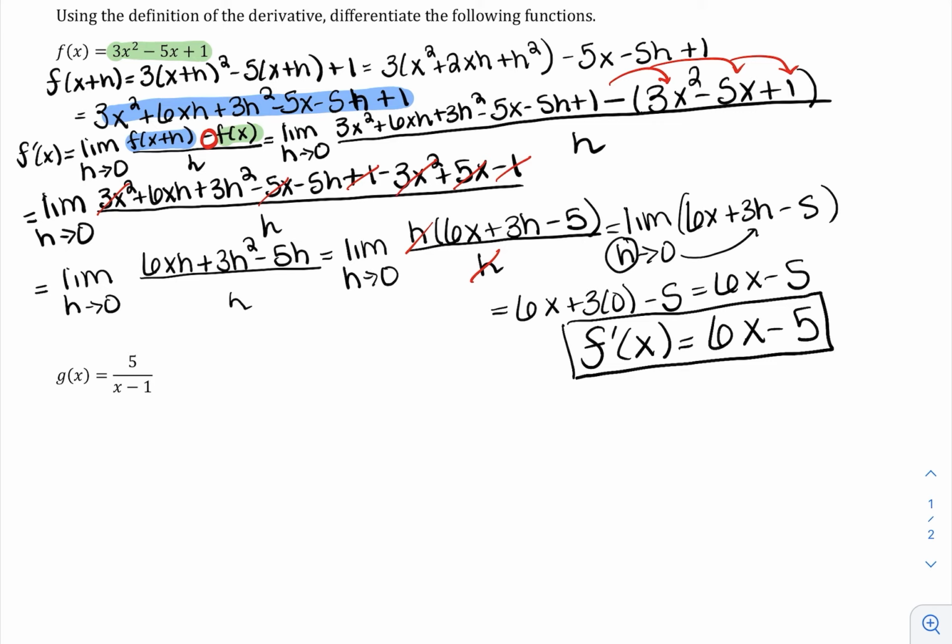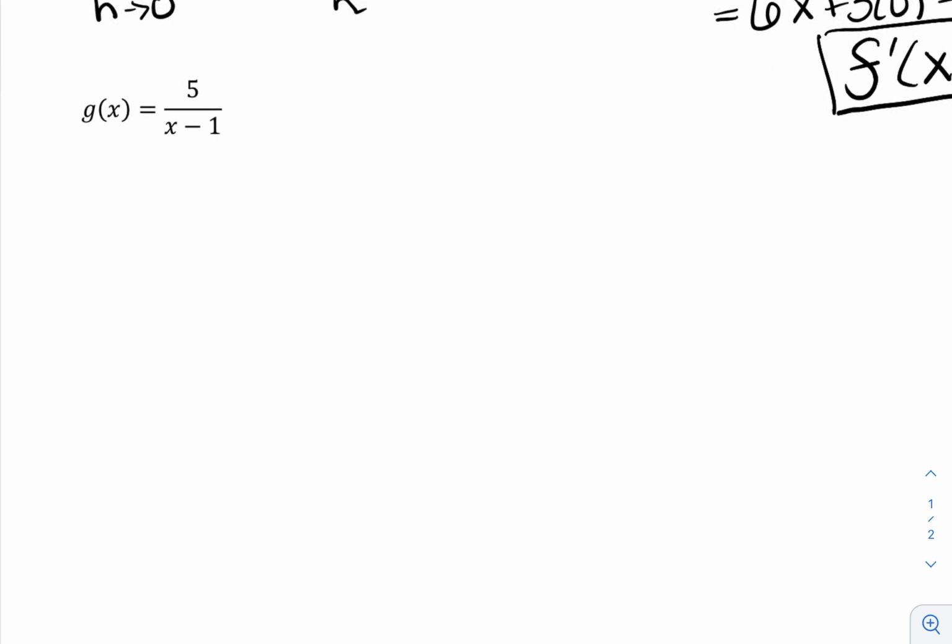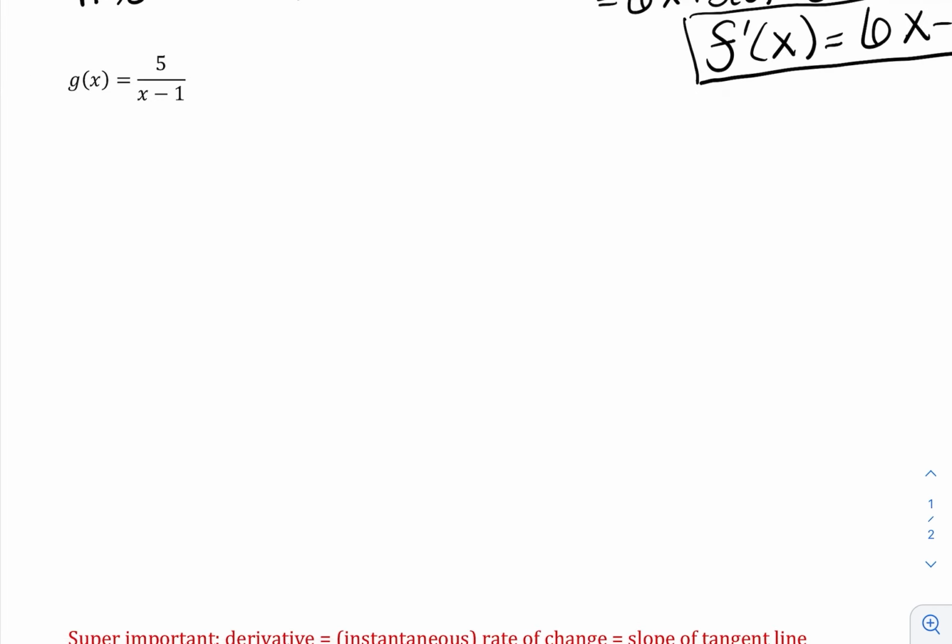Let's do a rational function. So here we have g of x, so that's fine. So it's going to be called g prime of x. We'll write the formula one more time. Like I said, anytime you're trying to remember.